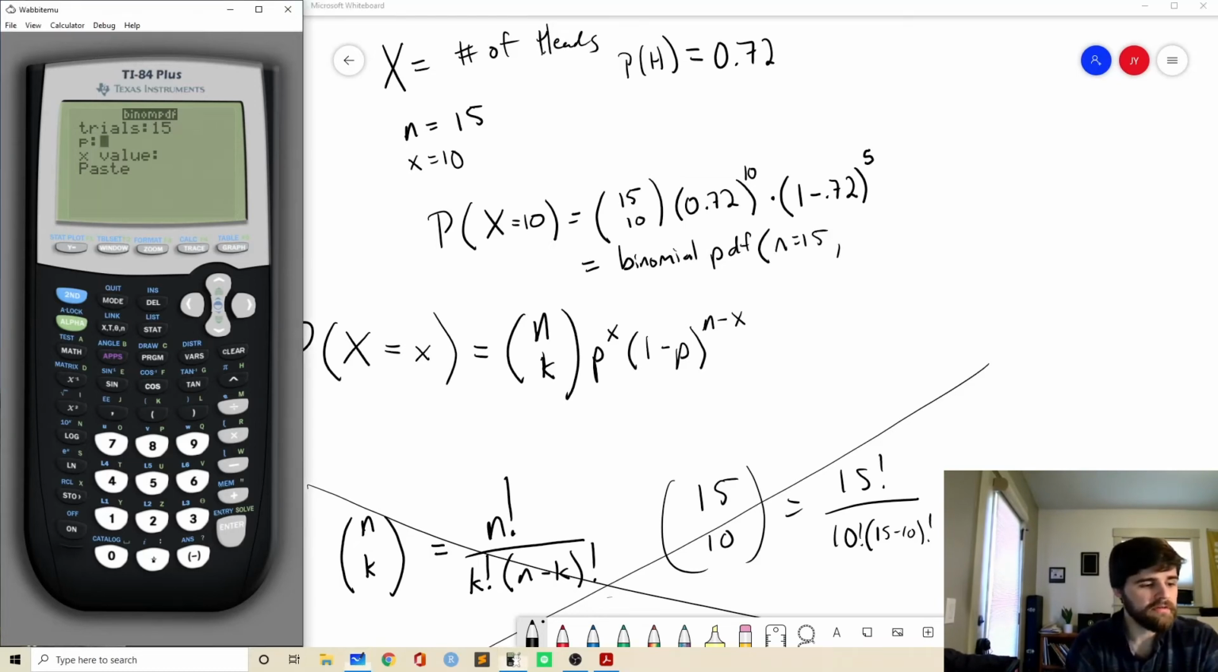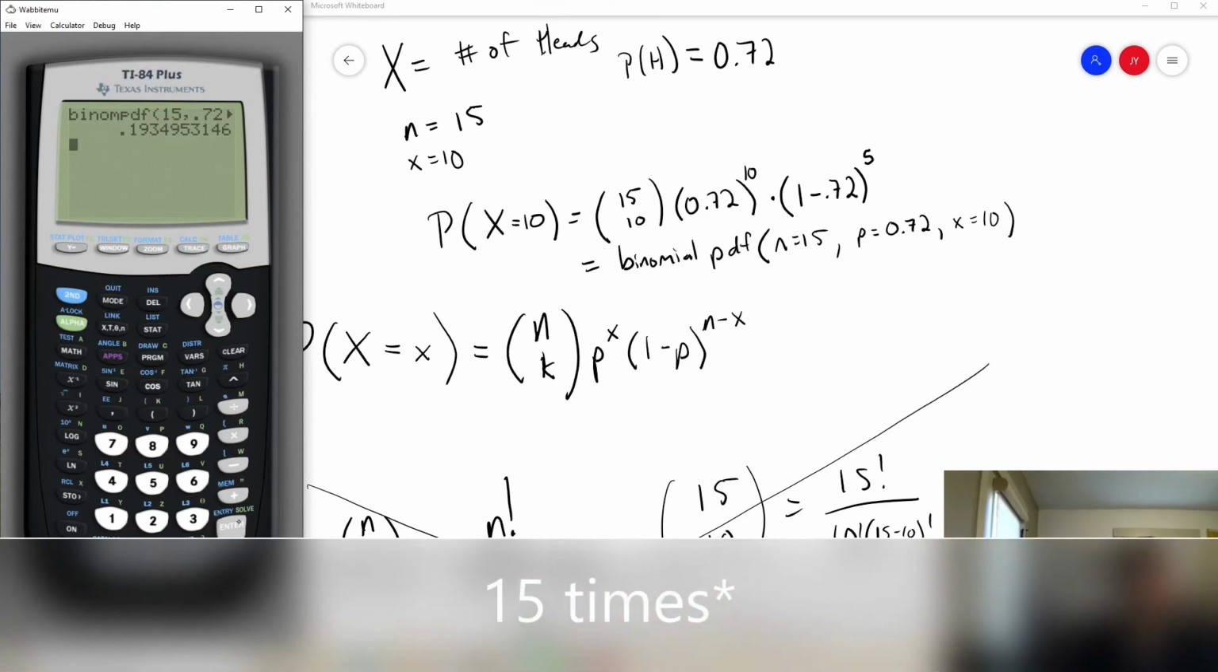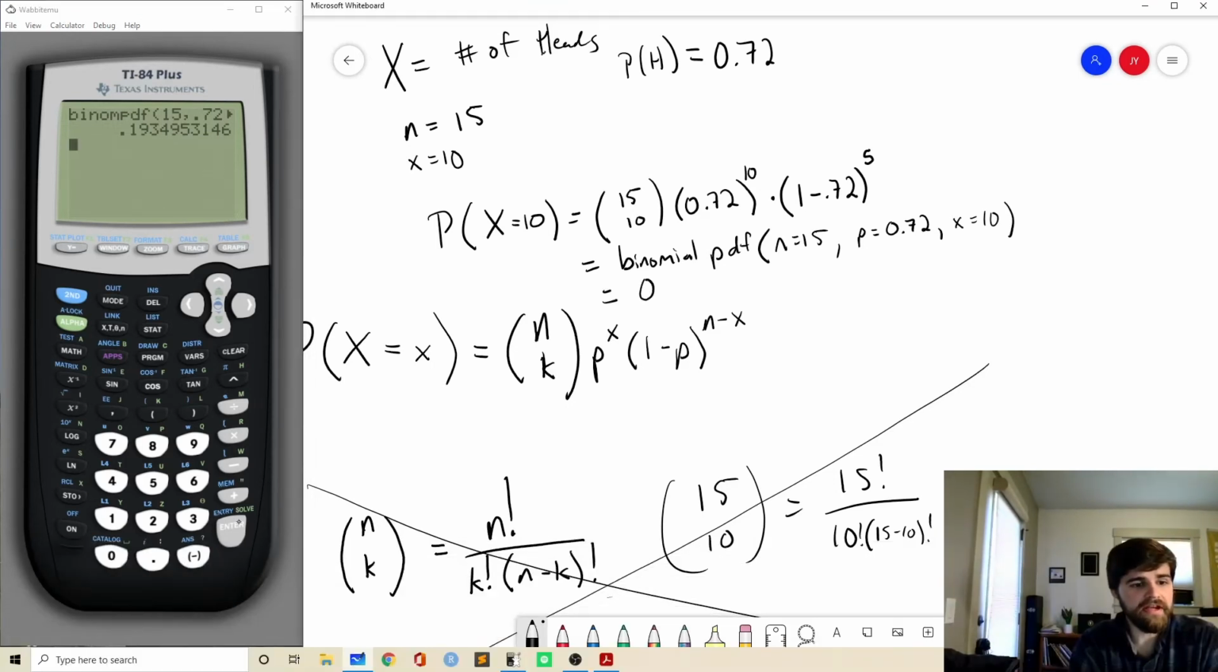My probability of success is 0.72. Notice that your p-value is always the probability of success, okay, not failure. And then my x value, I want to know the probability of getting exactly 10 heads. We're going to throw that whole thing into the calculator and figure it out. So if I flip this coin 10 times, the probability of getting exactly 10 heads is about 19%.